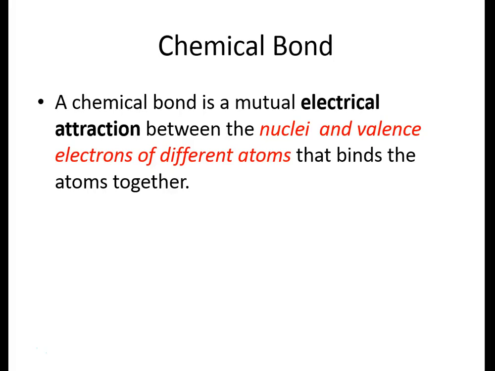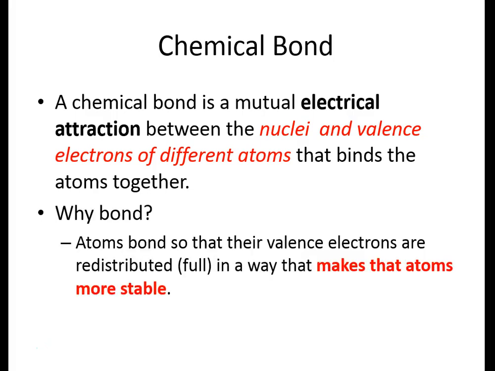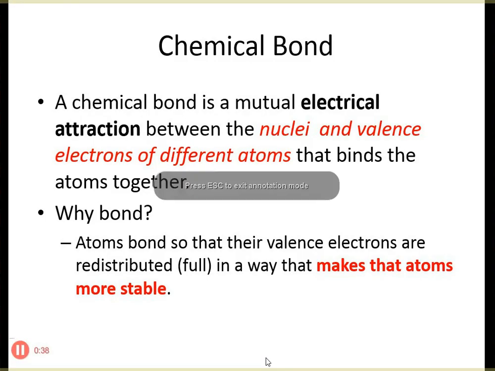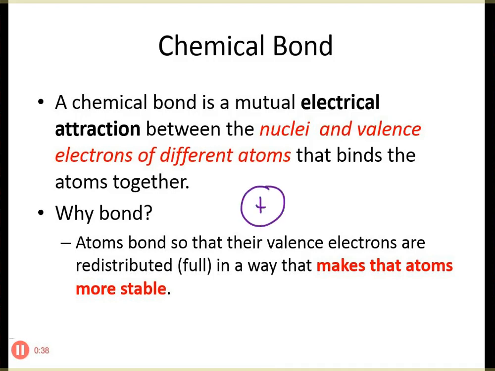Chemical bond. A chemical bond is a mutual electrical attraction between the nucleus and valence electron of different atoms. So it is to make atoms more stable. All atoms want their outer shell to be full. So remember, basically it's the nucleus in the middle that's doing all the attraction of electrons.